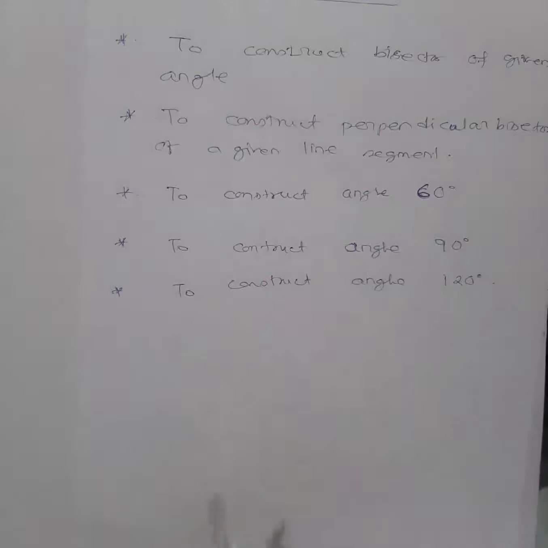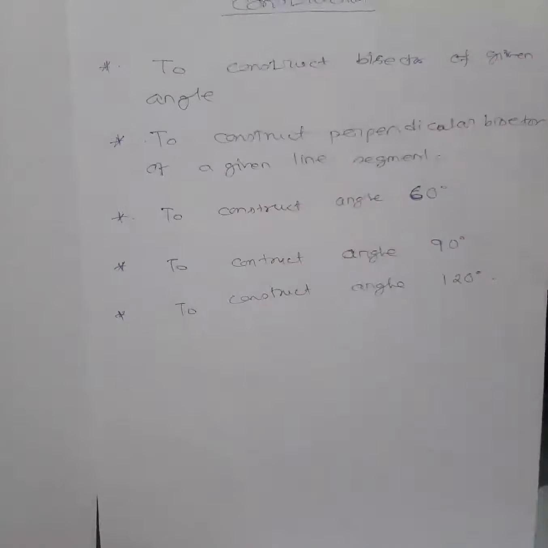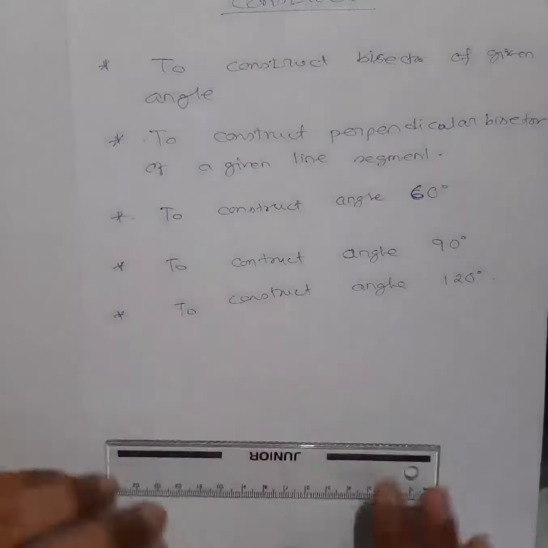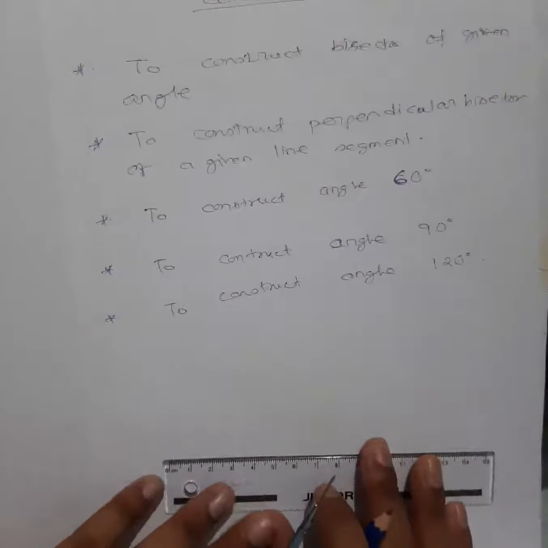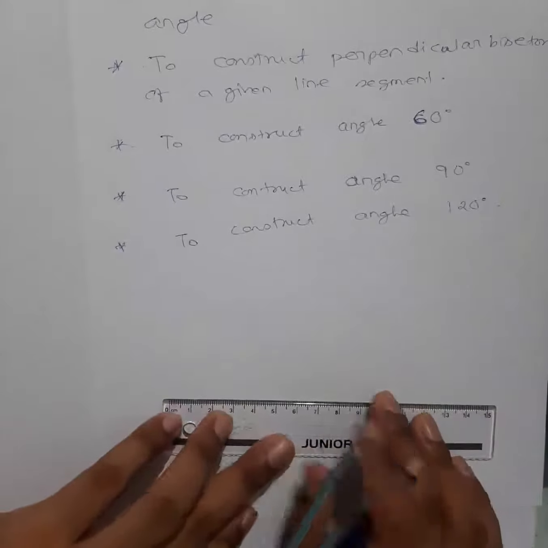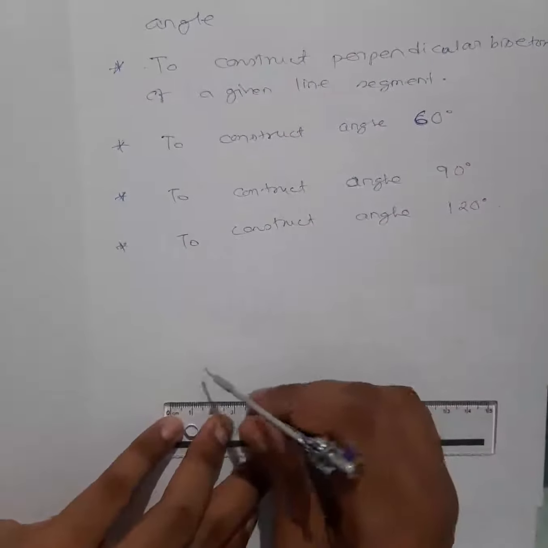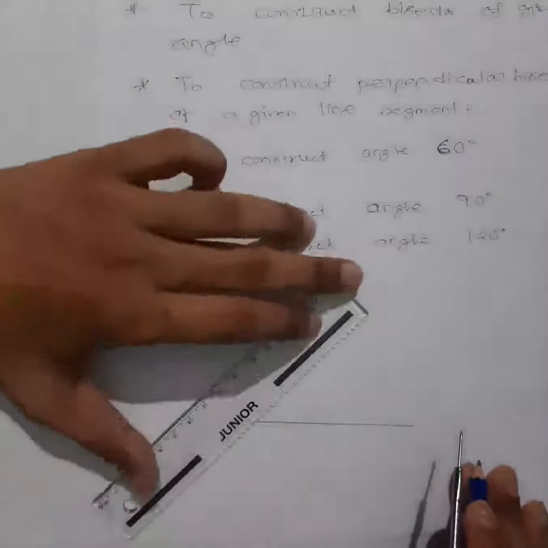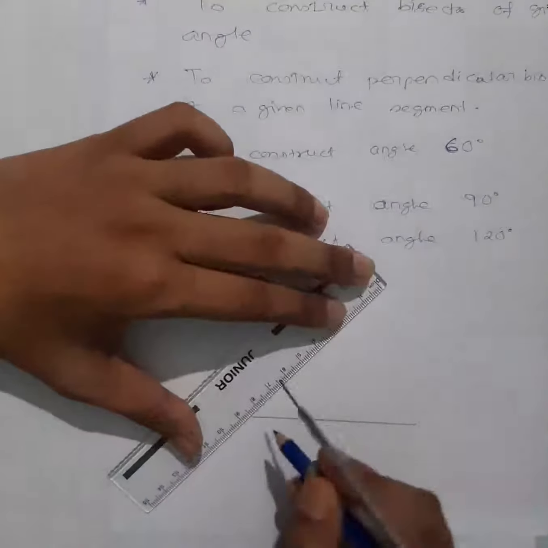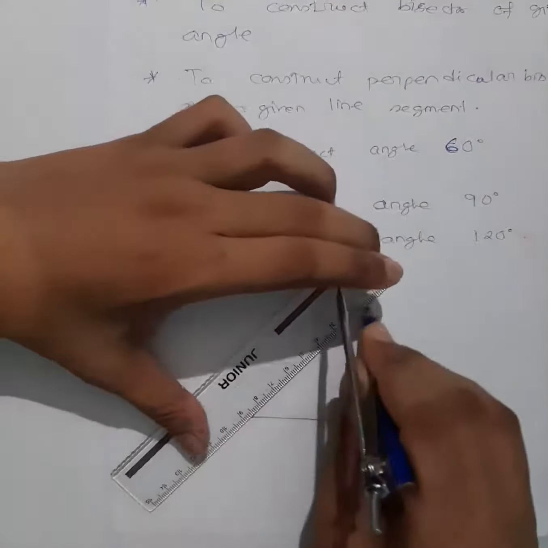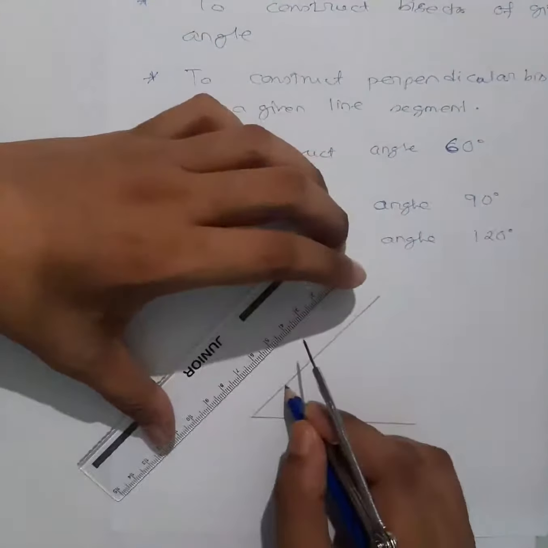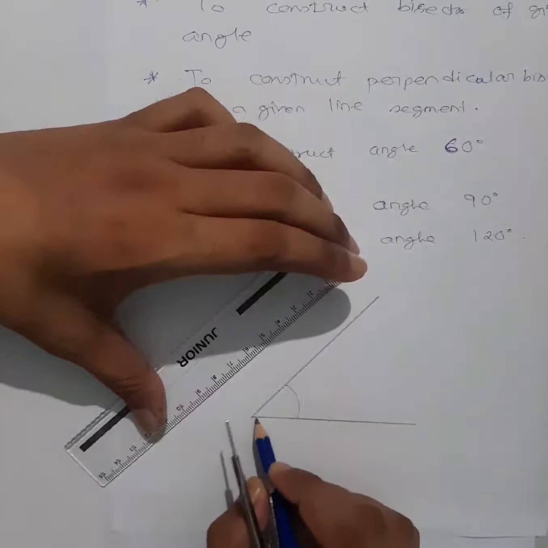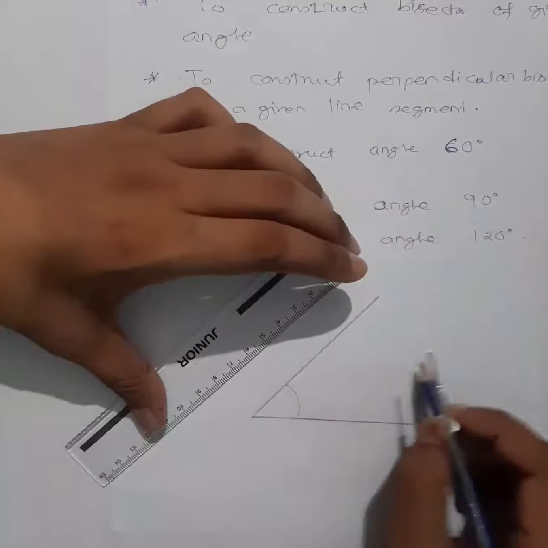So first let's draw to construct the bisector of a given angle. To bisect any angle, first thing, the given angle we have to draw, right? So first let me draw an angle, any angle, say 60 degrees. Suppose this is 60 degrees, or any angle, this is given to you. Now how to bisect, how to cut this one into 30.